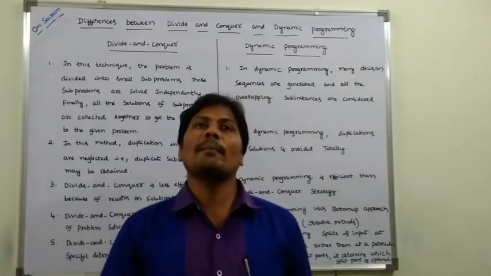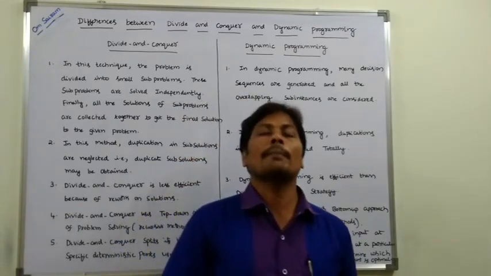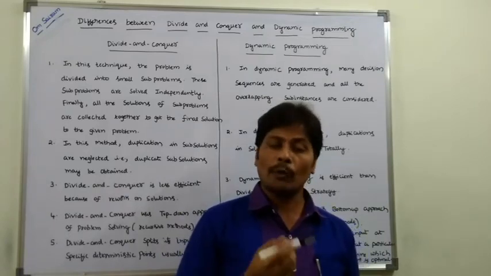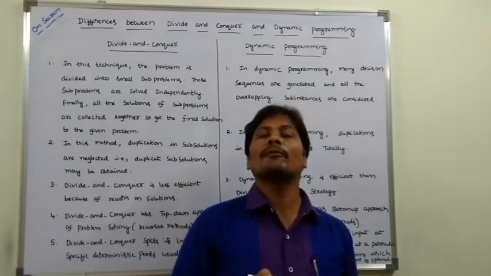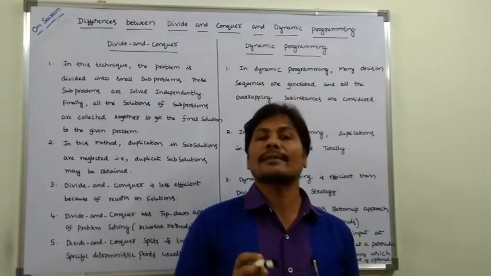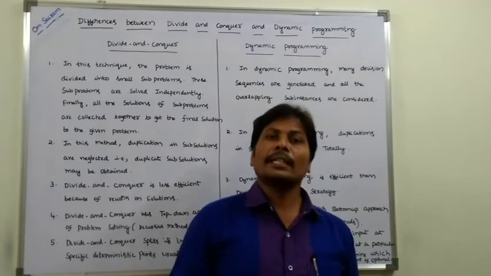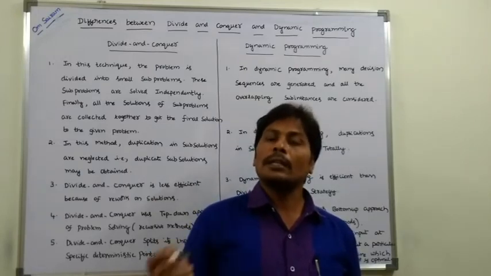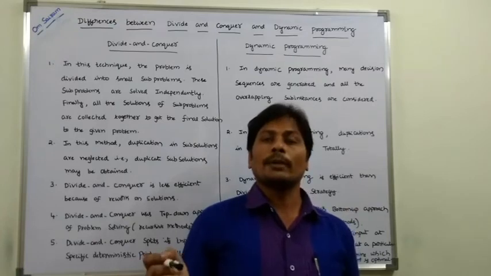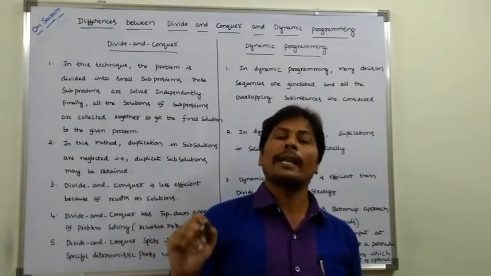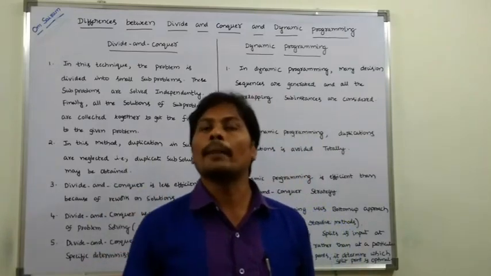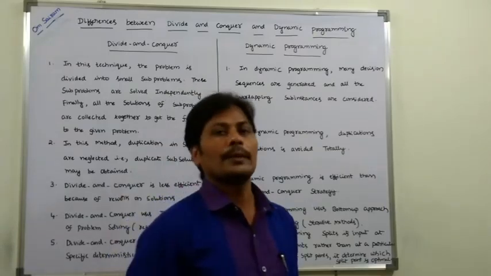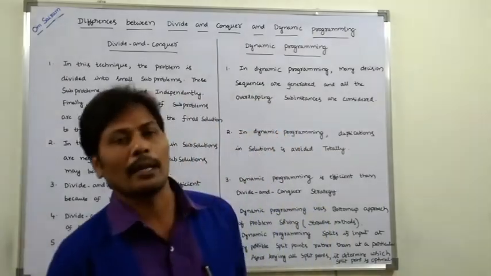In dynamic programming, sometimes overlapping sub-instances may occur. Overlapping sub-instances means the same type of problem can occur more than once. The subproblem is solved only one time. When the same subproblem occurs again in the future, without solving it we directly substitute the resultant value that was stored in memory previously. This is the main advantage of dynamic programming.